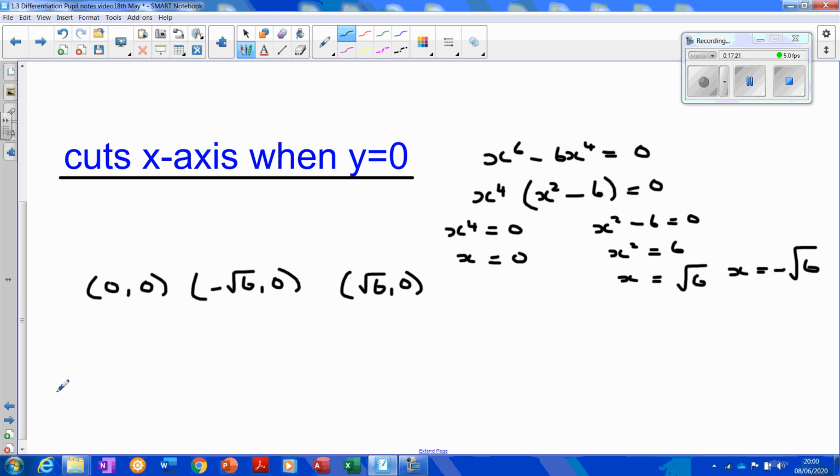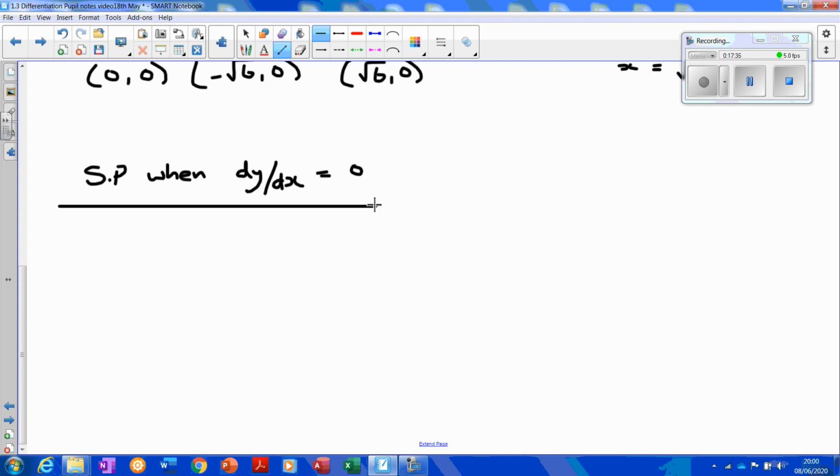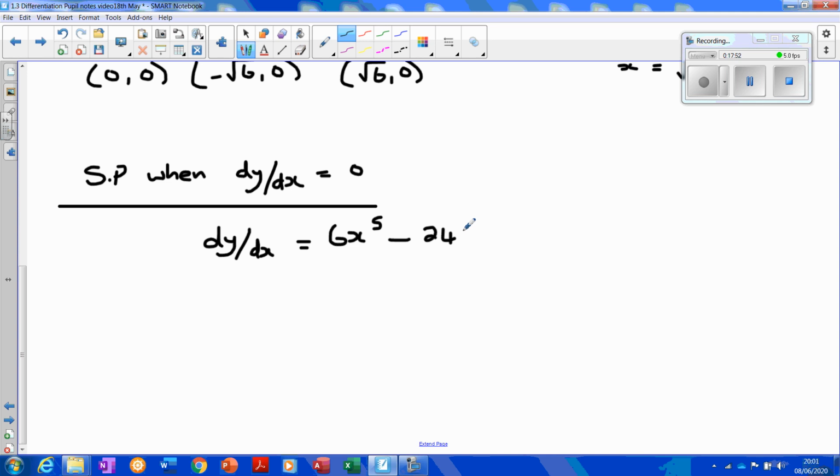Okay, next bit, stationary points. So where do stationary points occur? Stationary points occur when dy by dx is equal to 0. Okay, you will have taken your derivative, so multiply by the power, take 1 away from the power. So dy by dx is equal to 6x to the power of 5 minus 24x to the power of 3. So that's equal to 0.